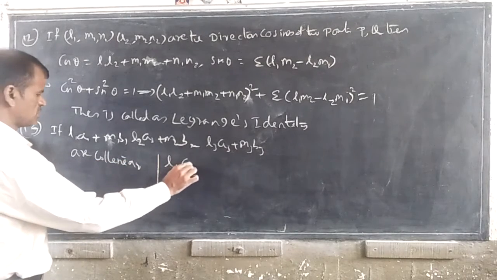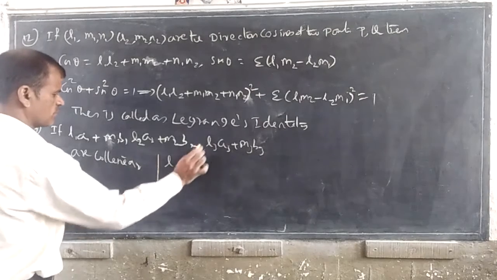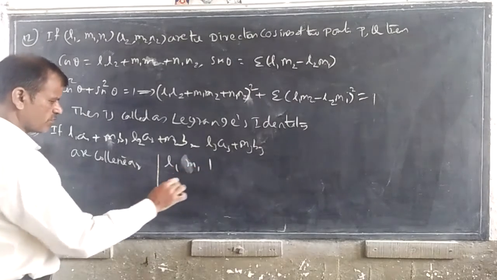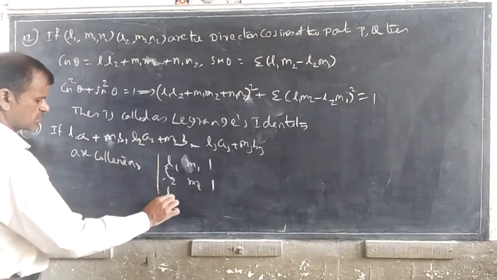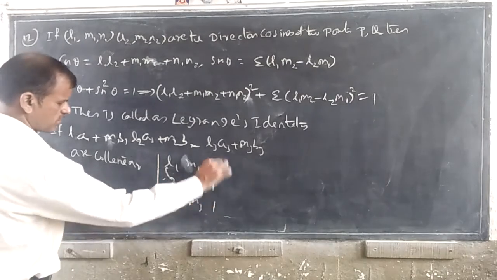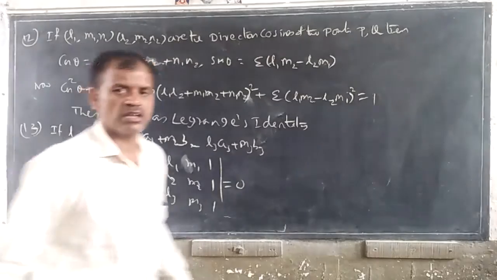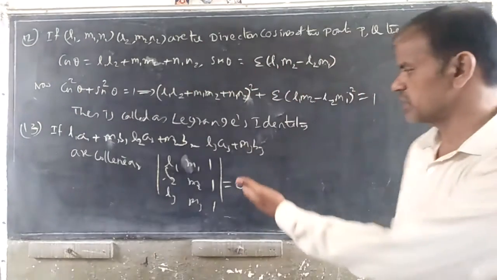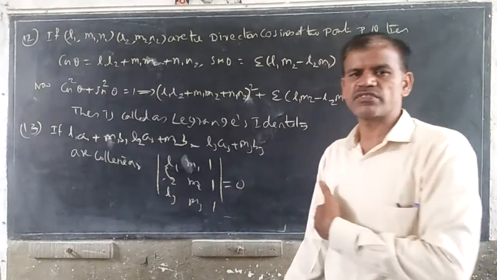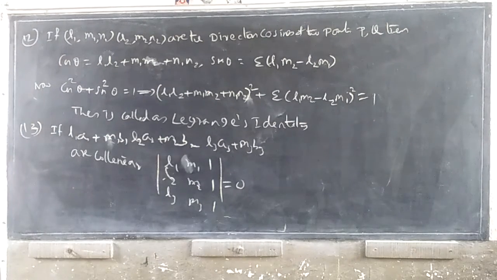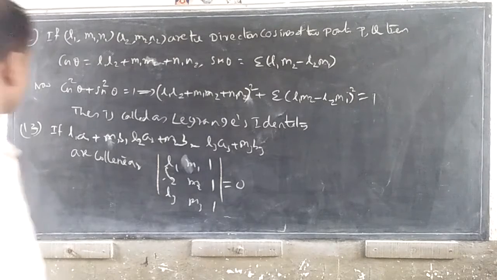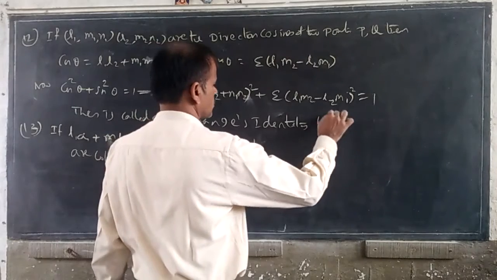Then you can write L1, M1, and put 1 here. Next L2, M2, here 1. Next L3, M3, here 1. Of course, this is nothing but the area of the triangle being 0. The collinear concept: the determinant of the scalars is equal to 0. You can write this whenever the points along with vectors are collinear. Next one, the 14th one.